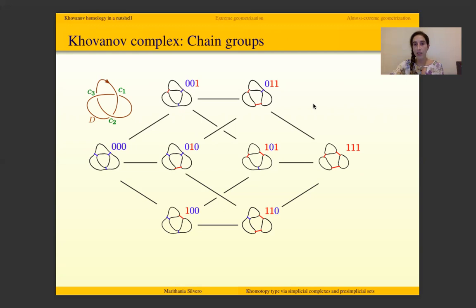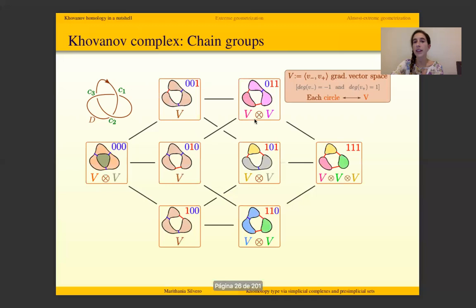are arranged that way. And now what we are going to do, we are going to consider V, which is a graded vector space having two generators, V minus and V plus. And the degree of generator V minus is going to be minus one, and the degree of generator V plus is going to be plus one. So I'm going to associate a copy of V to each of the circles in a state, okay? So since here I have two circles, I have a copy of V for the outermost circle and a copy of V for the innermost one. So here I have the tensor product of V times V, okay? Here I have just one circle, so I have just one copy of V, and so on. Here I have three circles, so I have a copy of V for each of the circles.